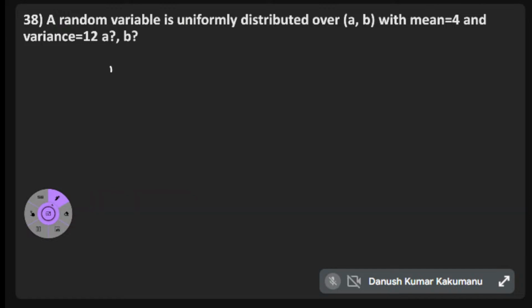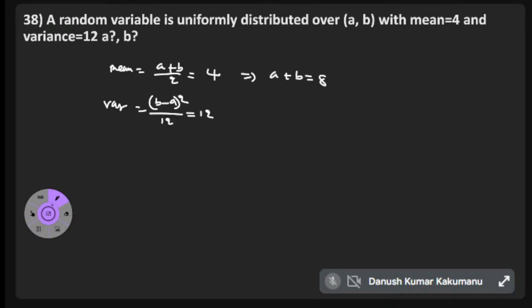What is the mean formula? (A plus B) by 2, that is given as 4. What is the variance? (B minus A) whole squared by 12, that is given as 12. Now from here, what is A plus B? A plus B is 8. And from this one, (B minus A) whole square is 144. What is B minus A? 12. Solve both of them. What is the answer?